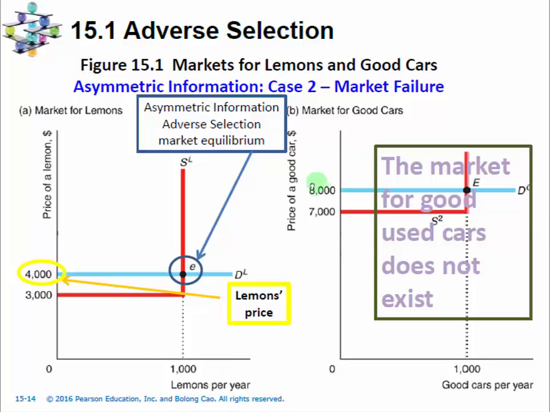So in this situation, the asymmetric information, the fact that the buyers cannot tell the difference between a lemon and a good used car, results in the lemons driving good cars out of the market. And that's what we call adverse selection, because the market transactions drive out the high quality products and only the low quality products are left. So the market selects quality in an adverse direction.